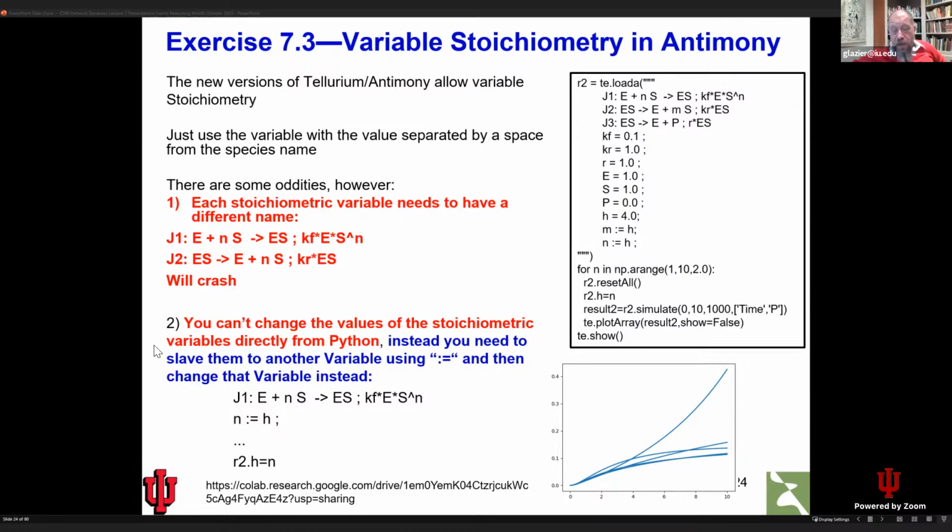So if we're now using Colab, one thing about Colab is with that pip, you always get the latest version of Tellurium. And so now we can actually declare, if you have a variable name with a space and then the name of the species, Antimony will interpret this as variable stoichiometry. So if I say E plus N S goes to ES, it will assume that I mean N molecules of S.